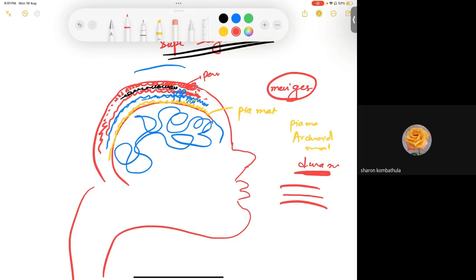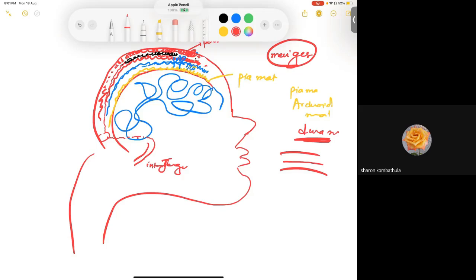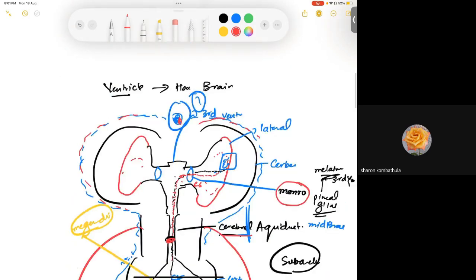But we are going to discuss the different sinuses in detail. So the superior sagittal sinus is going to lead to the occipital sinus and the petrosal sinus, which we'll be discussing in detail. And in the end, it's going to drain into the internal jugular vein. So you guys can see here the entire pathway of CSF. Let me just revise it again.